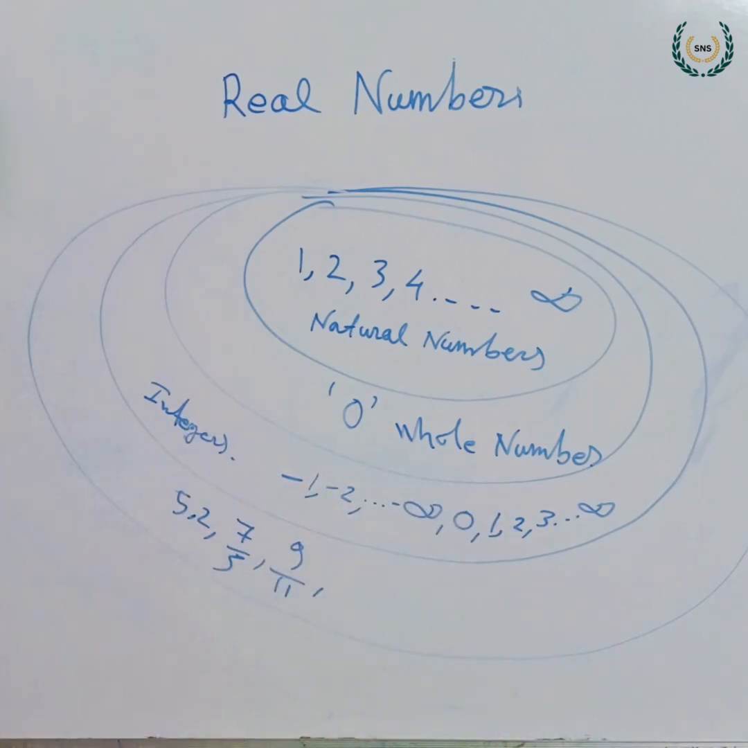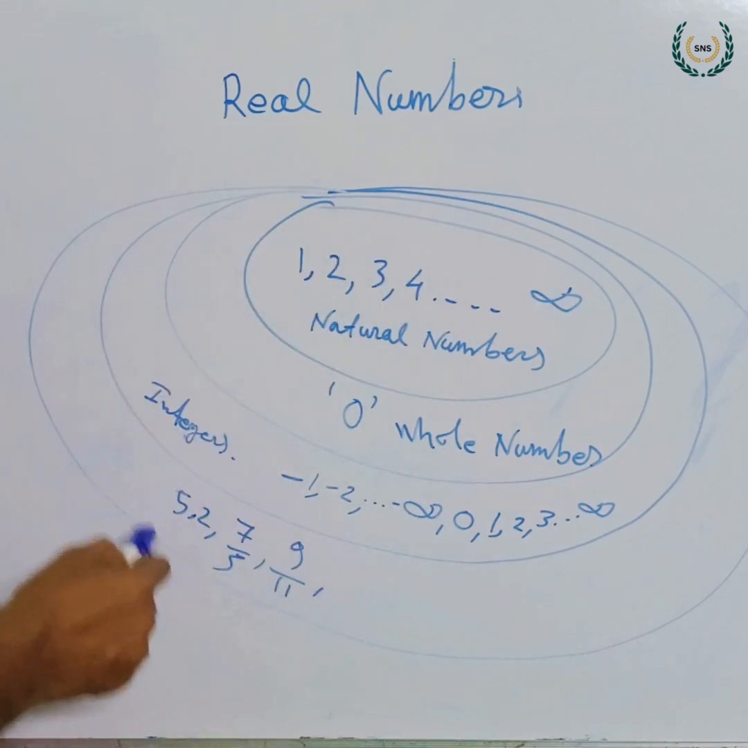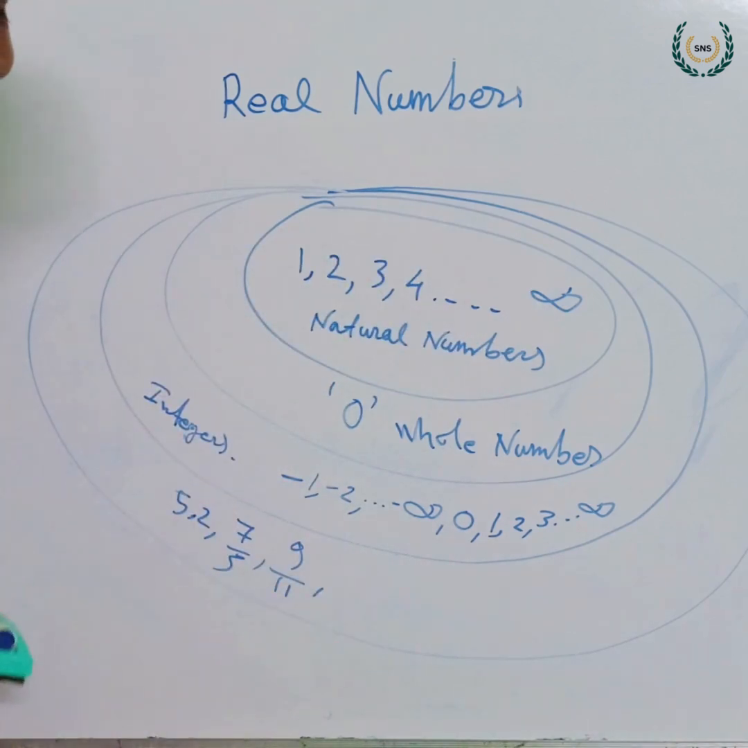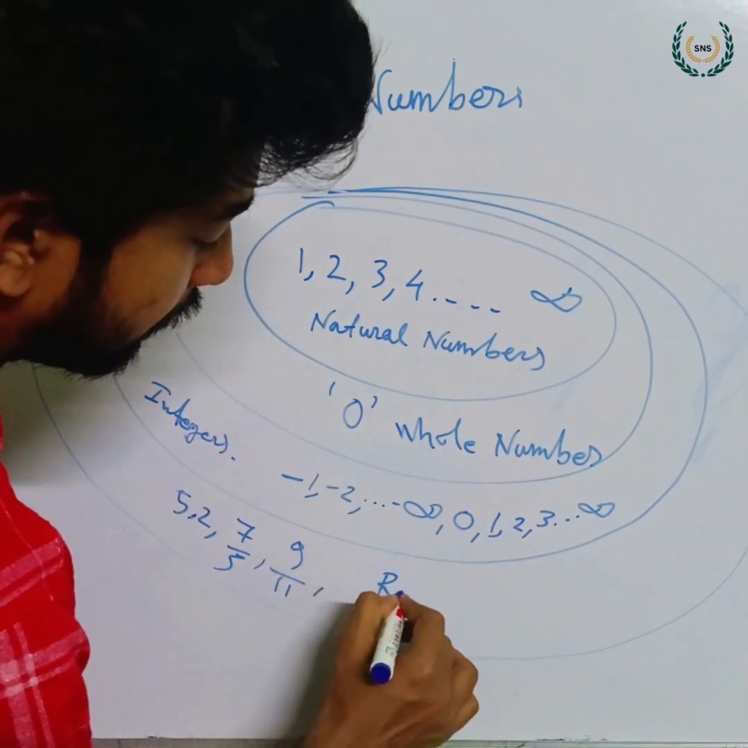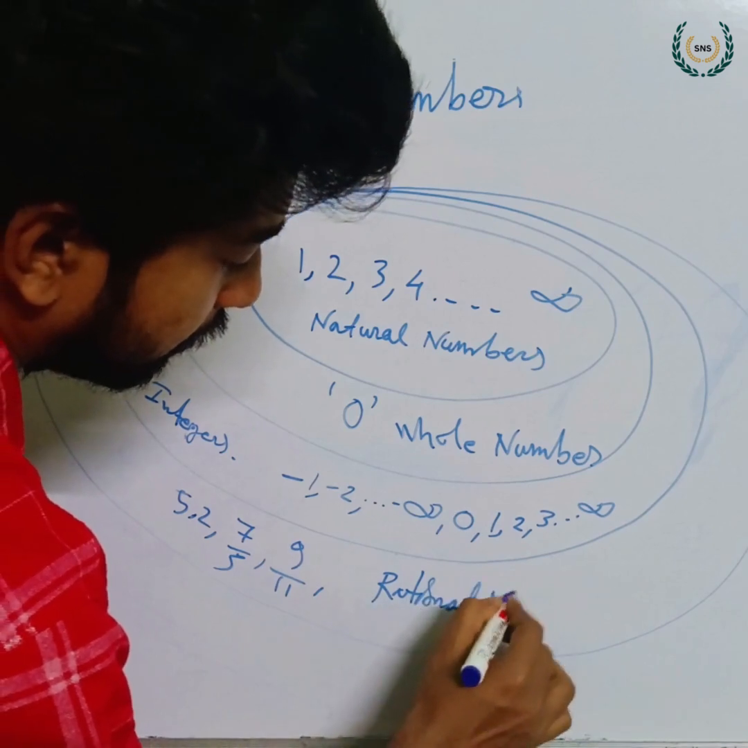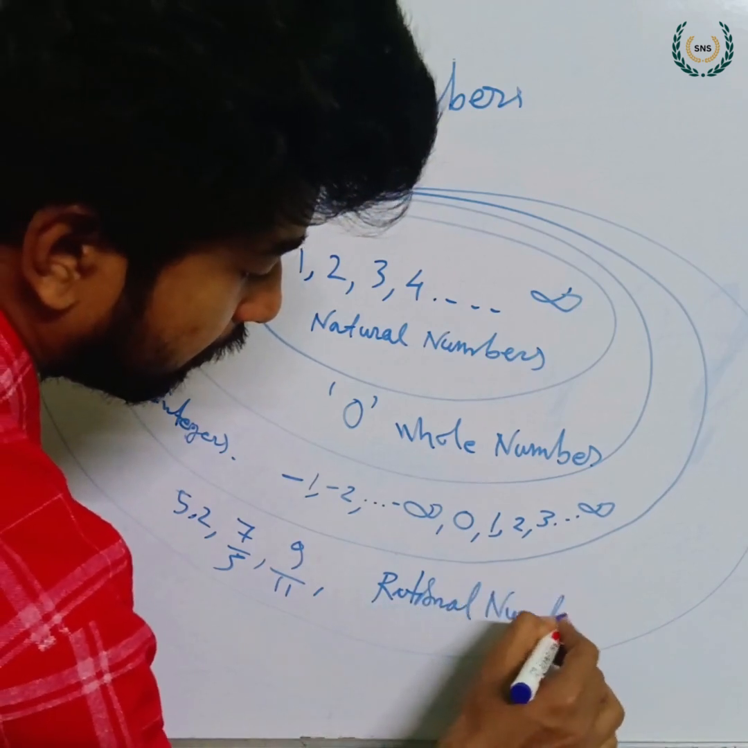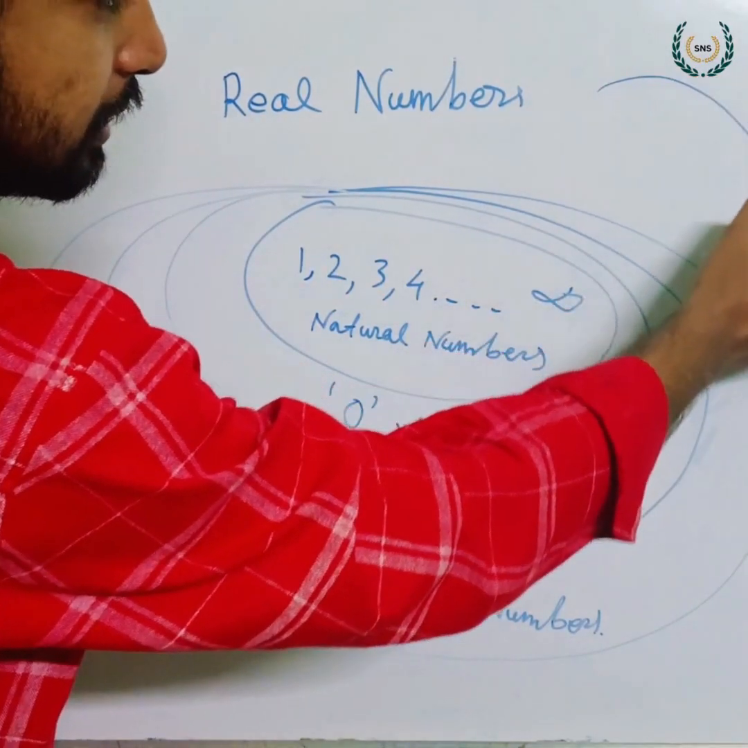So all integers, including these fractional numbers, will be referred to as rational numbers. Next, irrational numbers: the numbers which cannot be represented in p/q form.